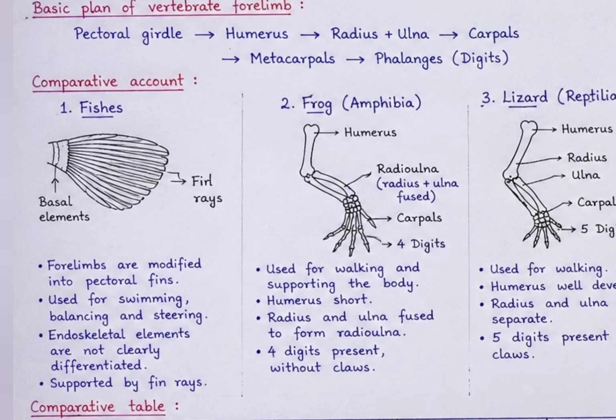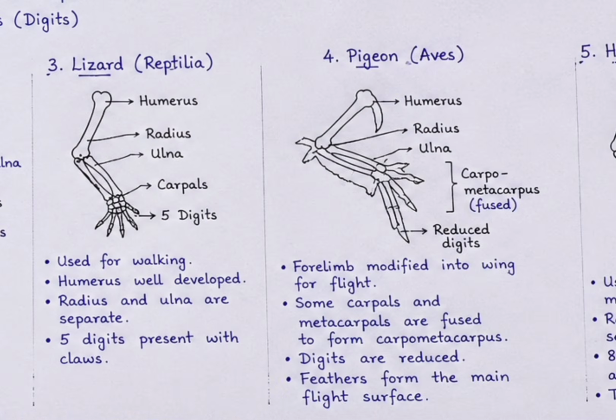Third, lizard, an example of reptiles. First, we have to see a diagram. First point, the forelimbs are used for walking, for movement, for locomotion. The humerus is well developed, highly developed in lizards and reptiles.